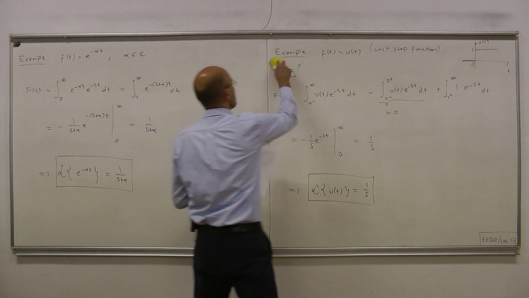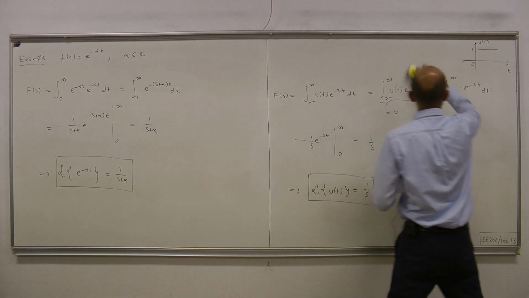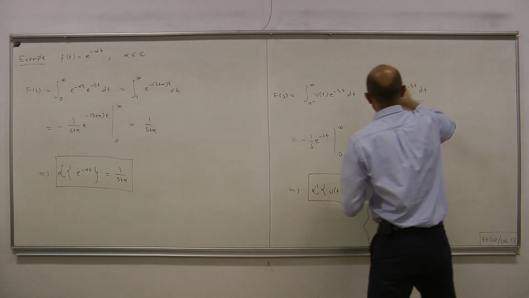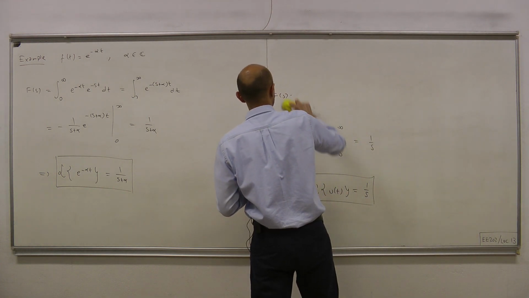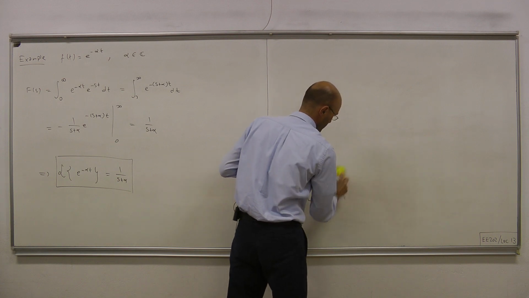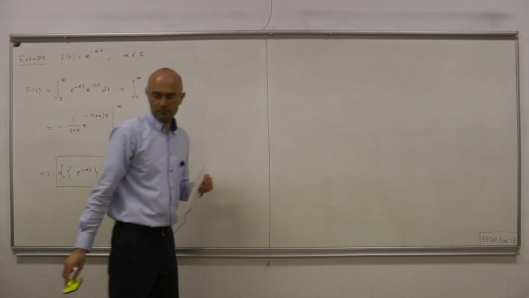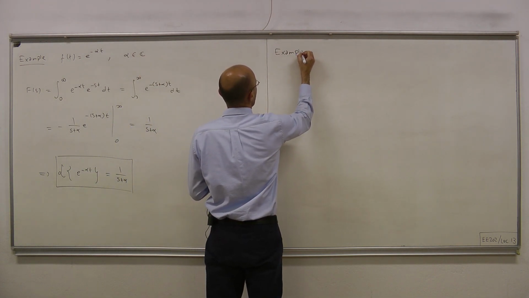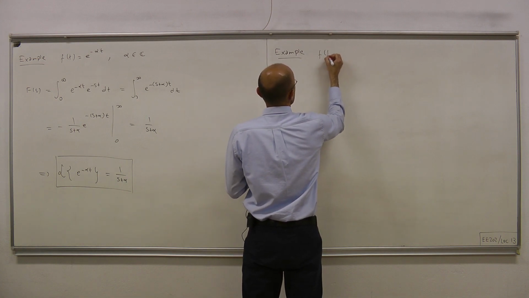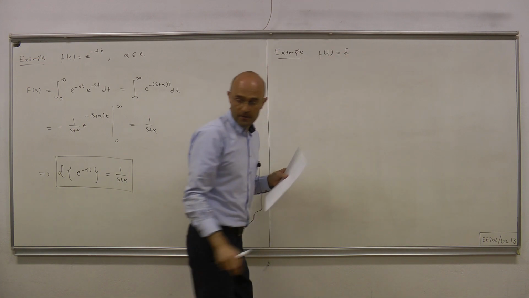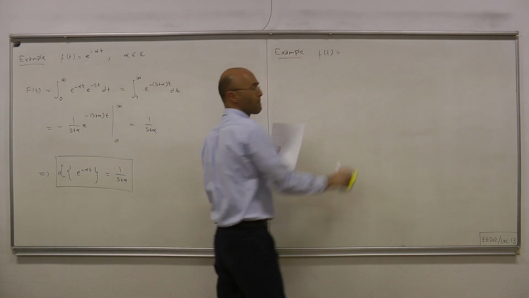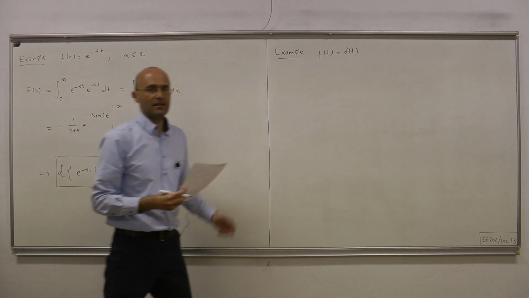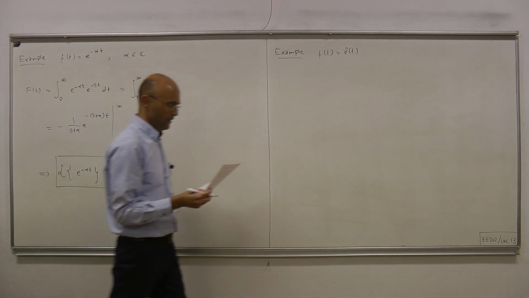Let's now, in our third example, compute the Laplace transform of something that's a little bit more extraordinary, namely the impulse function or the delta function. Okay, this is our next example. Suppose that f of t equals delta t, the unit impulse function.